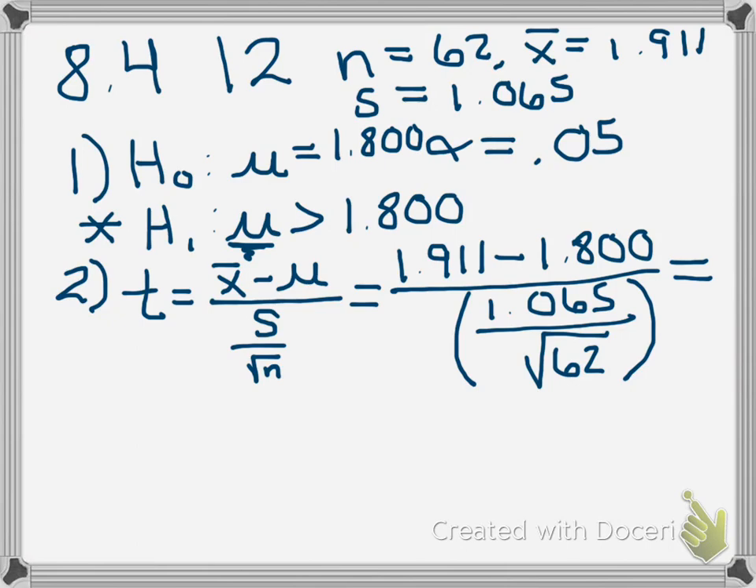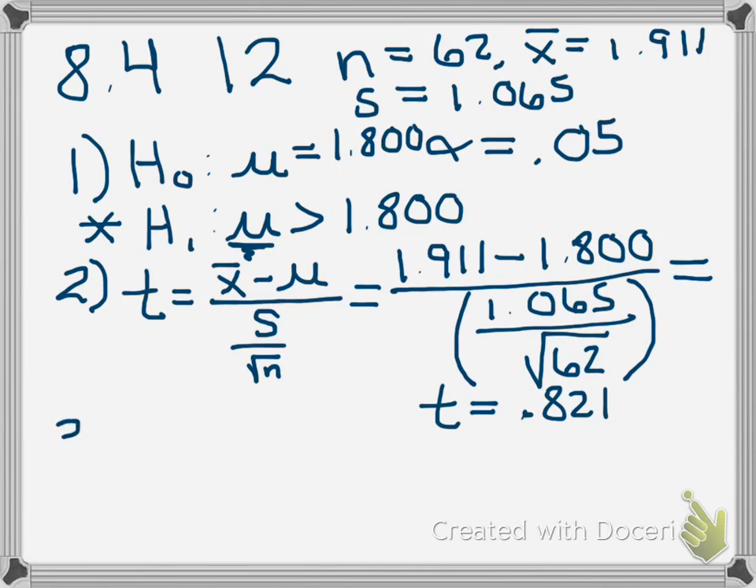I don't know what happened there, something came up on the screen, that t equals 0.821. Okay, so t equals 0.821. Hopefully that's what you got. If you didn't, stop this, keep practicing. Okay, so that's what you got for your sample test statistic.